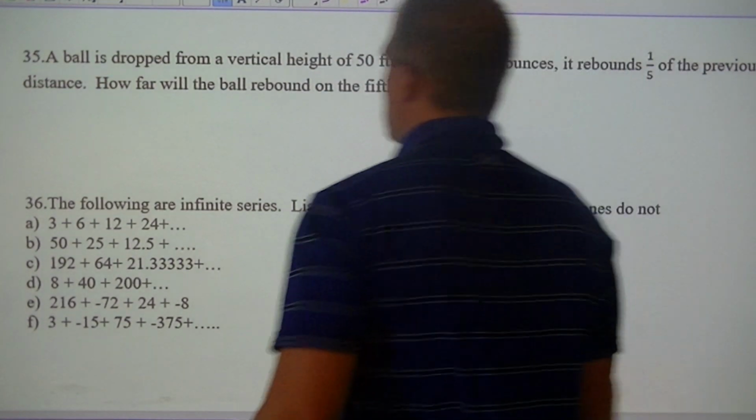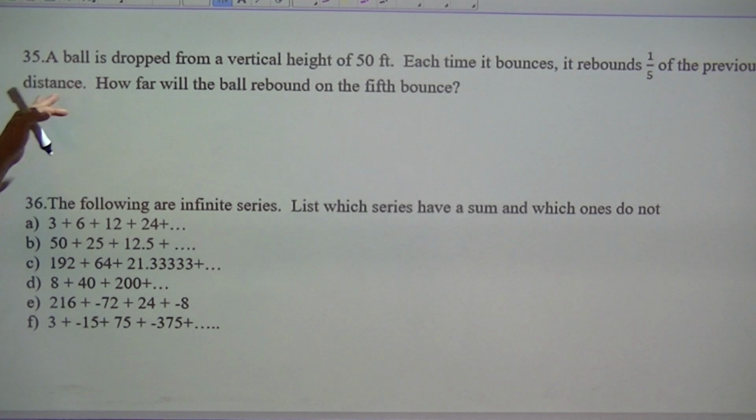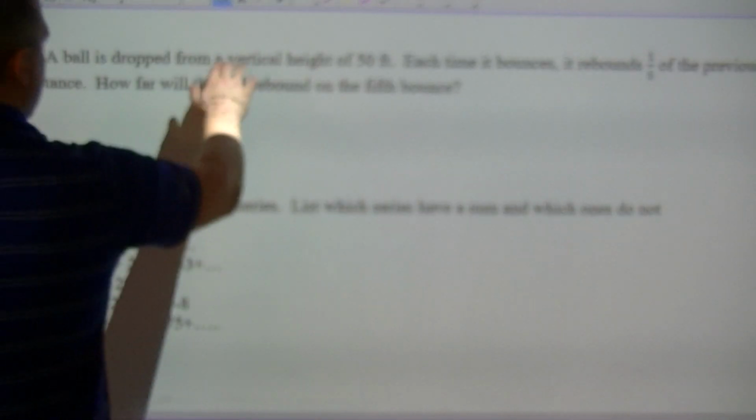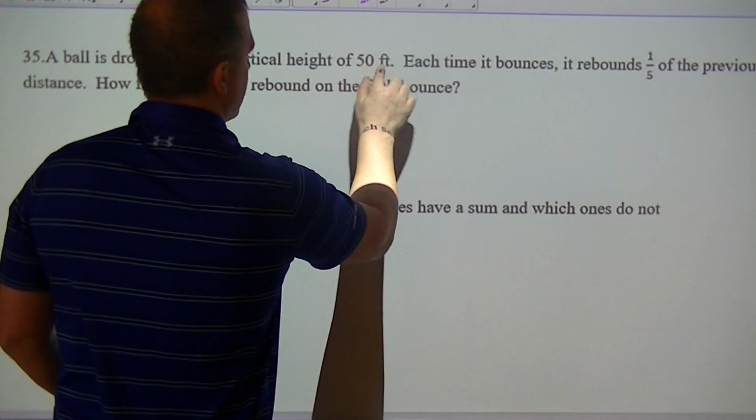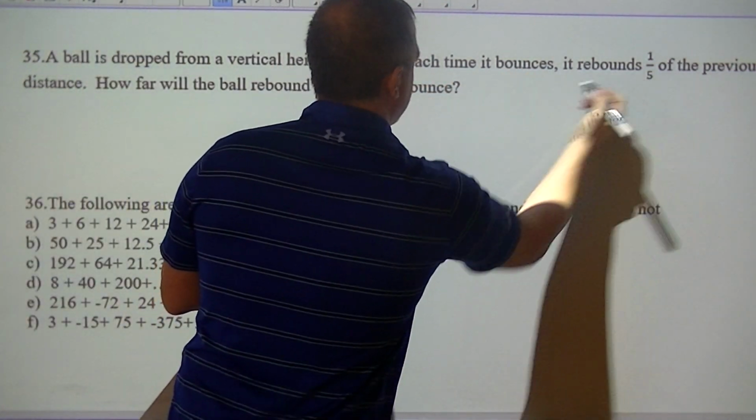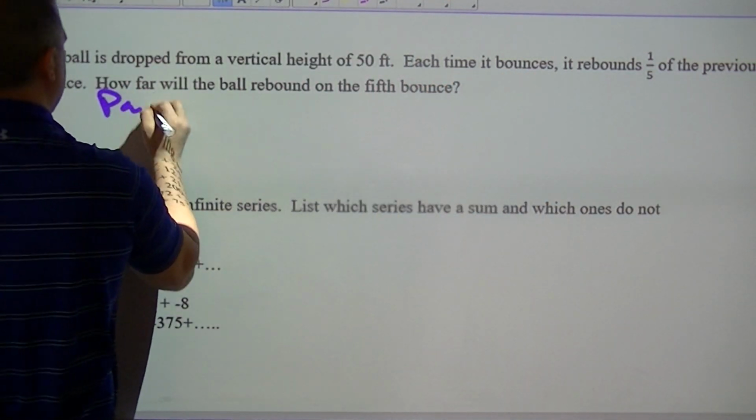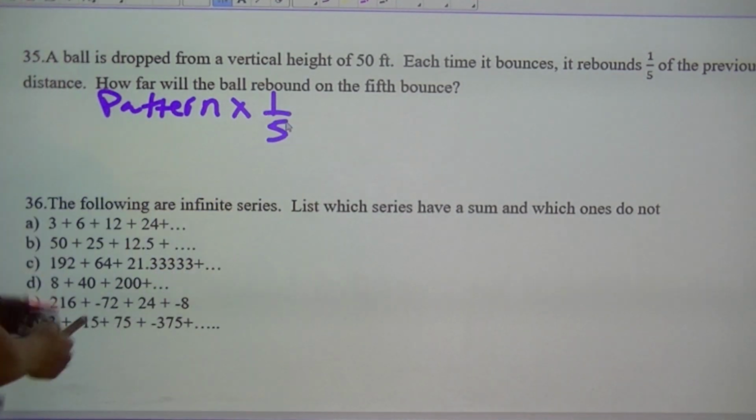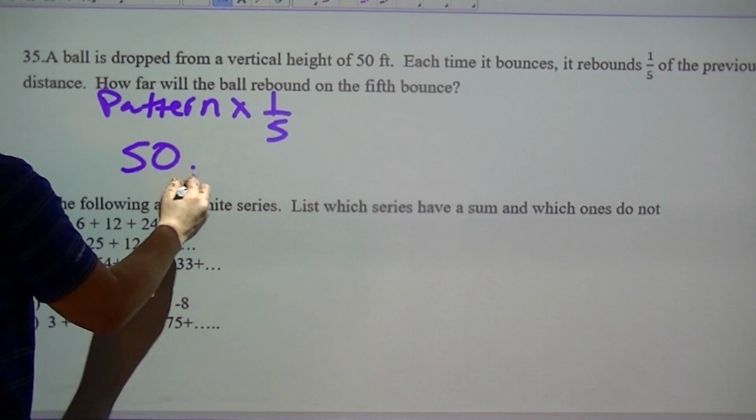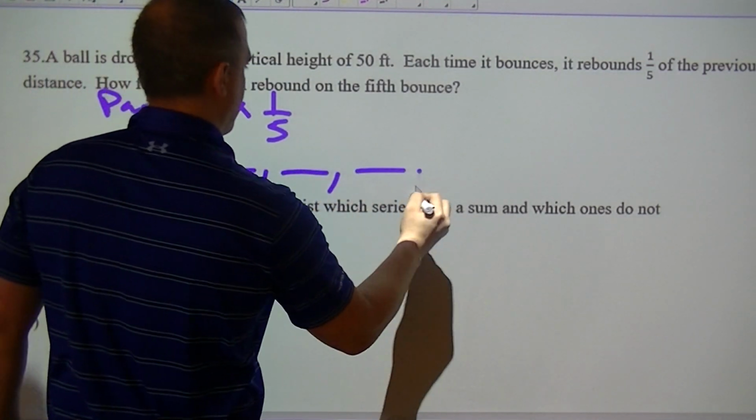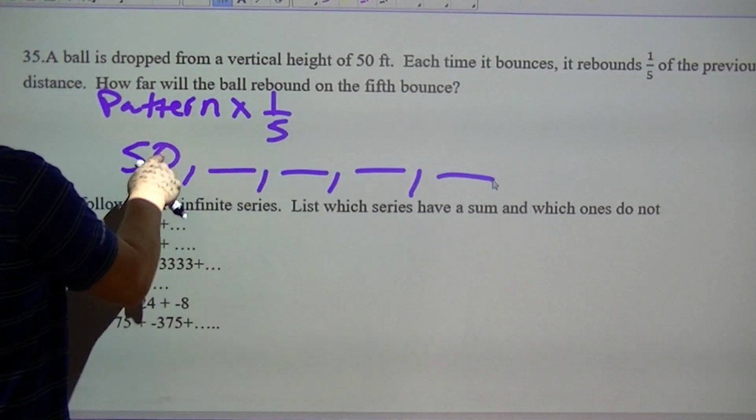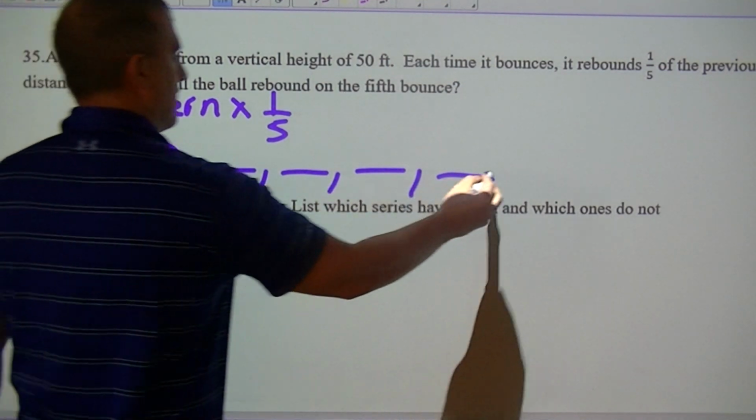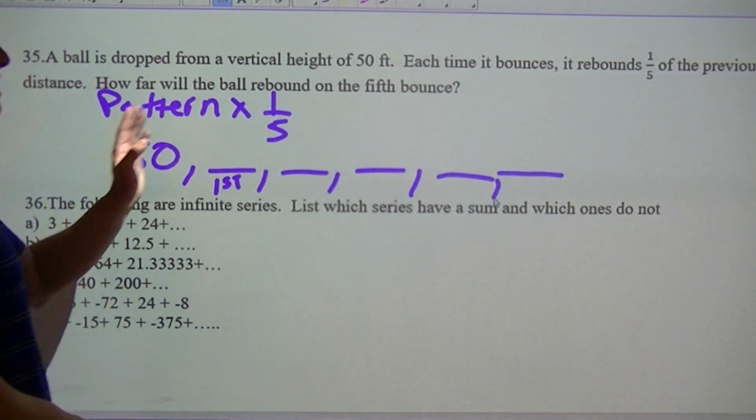Okay? I've got this word problem about dropping from a vertical height we went through in class. The bottom line here is this is going to be your pattern. Your pattern is going to be a multiplication of the bounce. Now, what most people make the mistake on with this is the 50, 3, 4. It's not 4 because this doesn't count as a bounce. The first bounce actually is here. So what I'm going to need is an extra term.